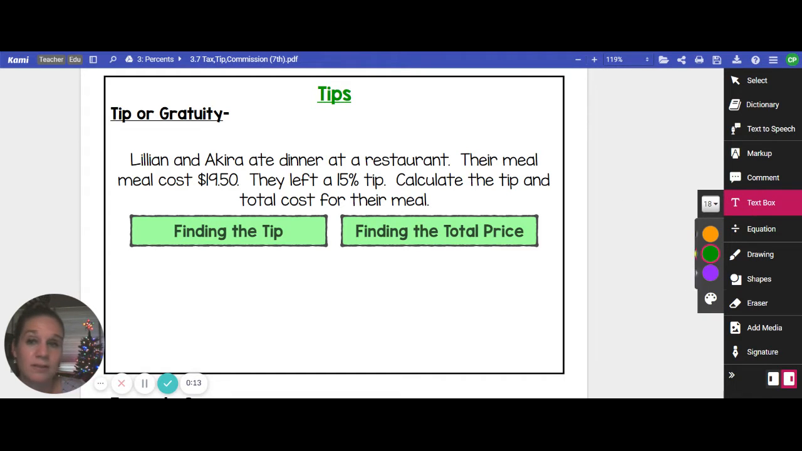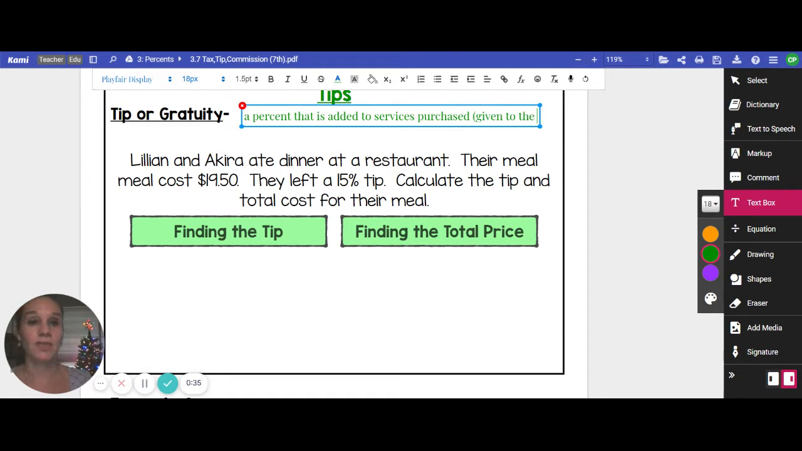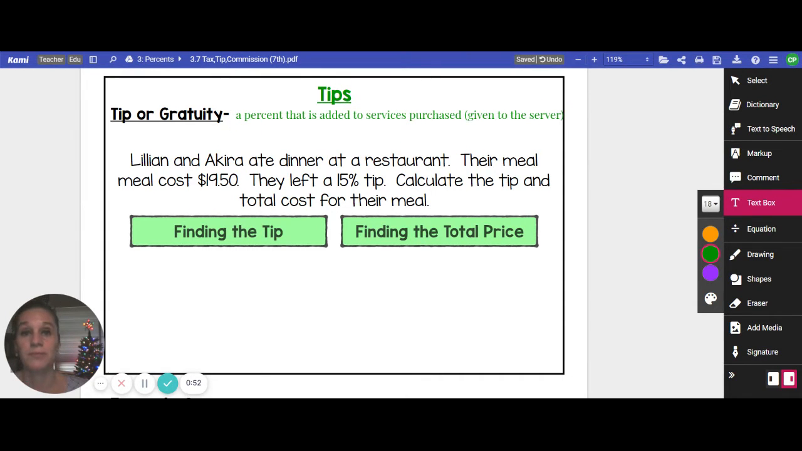And I'm just going to use my text box. So a tip is actually a percent that is added, just like a tax is, but it's a percent that is added to services that are purchased. And instead of being given to the government, this one's actually given to the service worker, the server, the waitress, the waiter, the bartender, whoever you're tipping, whoever's serving you. So it's one of the ways that they make an income when you have a job that's a service job.